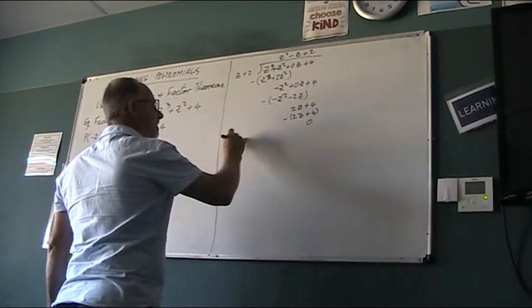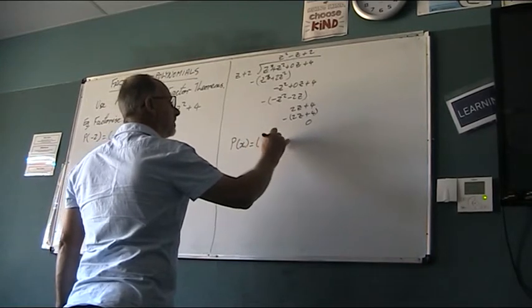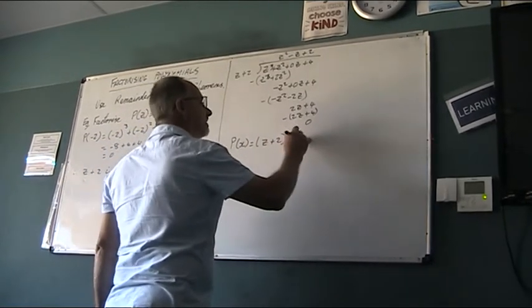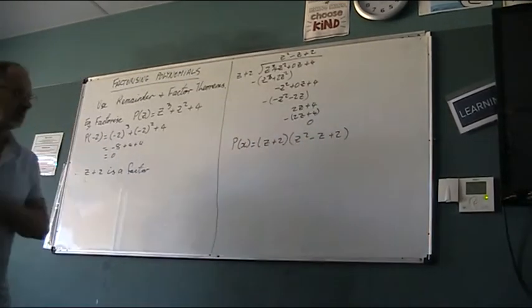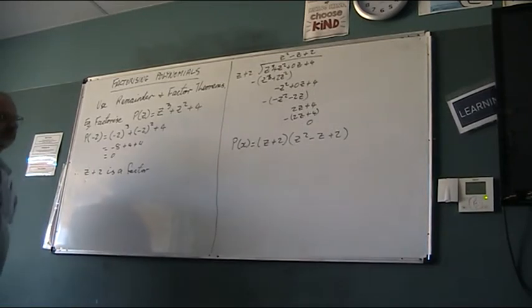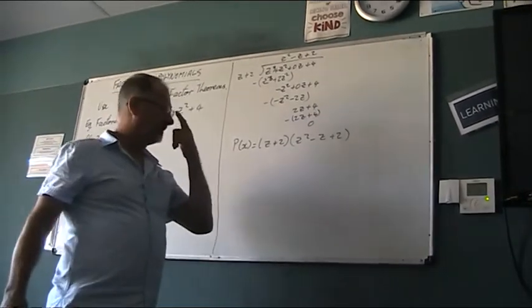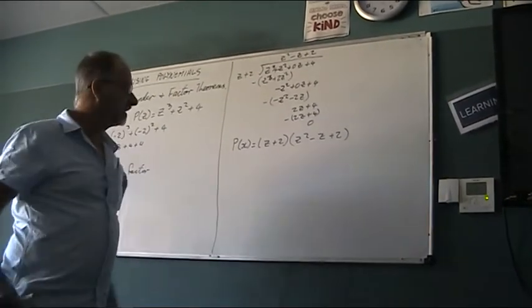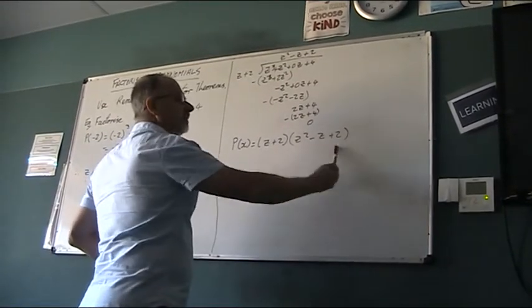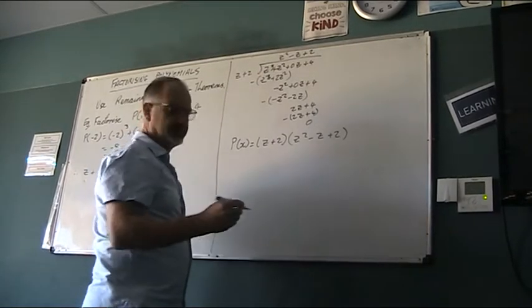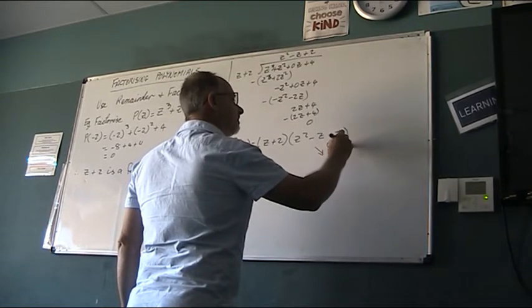Alright, so now we've got our polynomial factorised to z plus 2 times z squared minus z plus 2. Now if we're in methods we would stop there, because in methods we work with the real numbers, but we've got complex numbers available to us, so we need to factorise this one. And so to do that we need to complete the square.